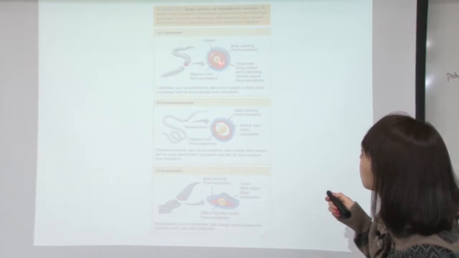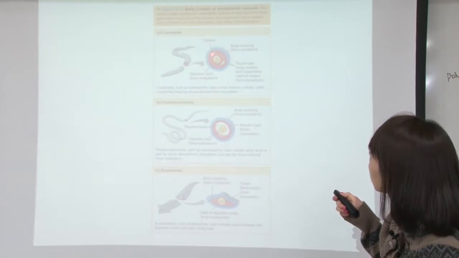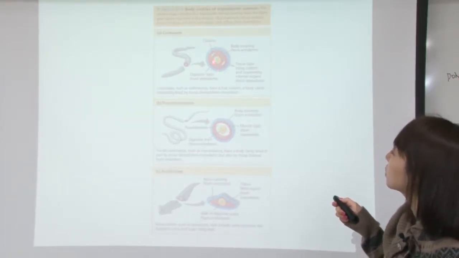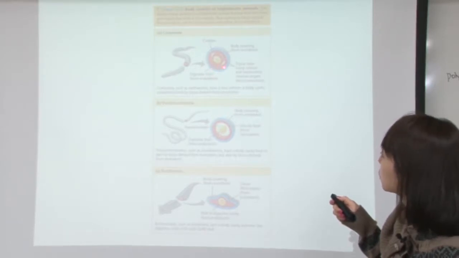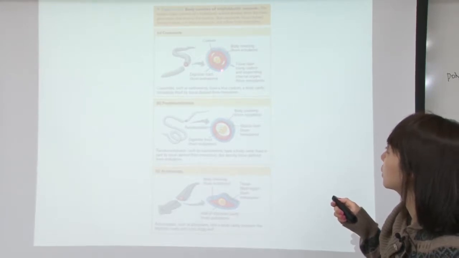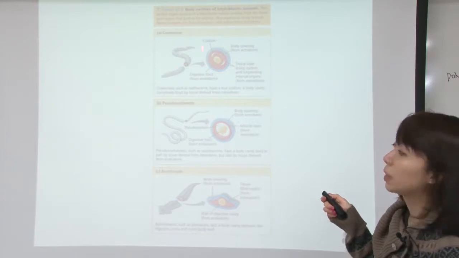So these coelomates have a true coelom, okay? Coelom means the body cavity, okay? So the body cavity is completely lined by tissue derived from mesoderm, okay? So when you have a real tissue of body cavity like this, then this is called a true coelom, and it's called coelomate, okay?